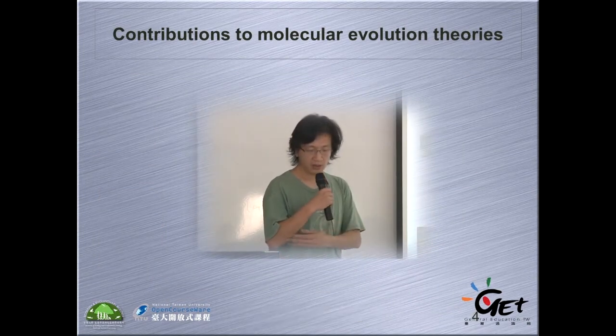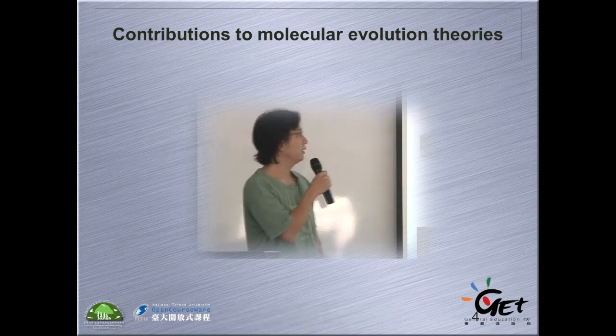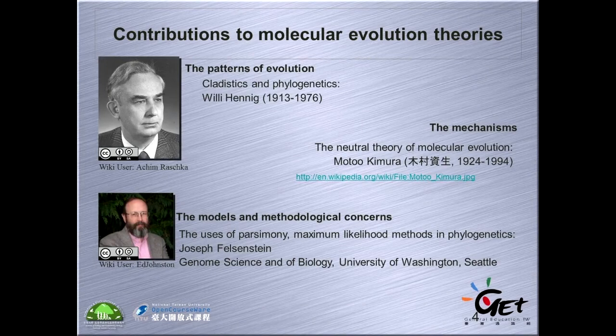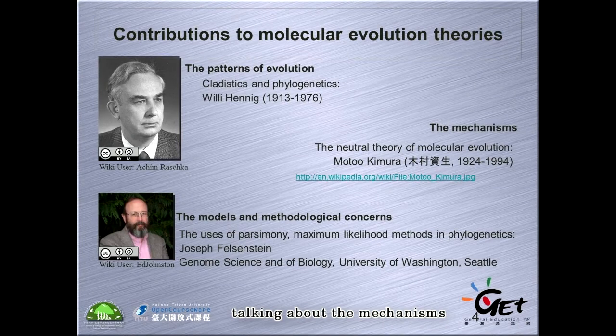The three major contributions in my mind for molecular evolution are from these three people. The first is Willi Hennig, who contributed a lot on cladistics, which means the original phylogenetic methods. He is one of the founders of that. There are several others, of course. And the neutral theory for molecular evolution was developed by Motoo Kimura, talking about the mechanisms of molecular evolution itself.